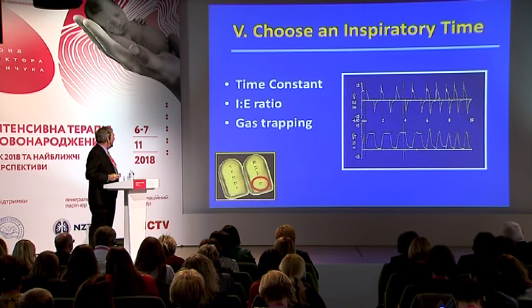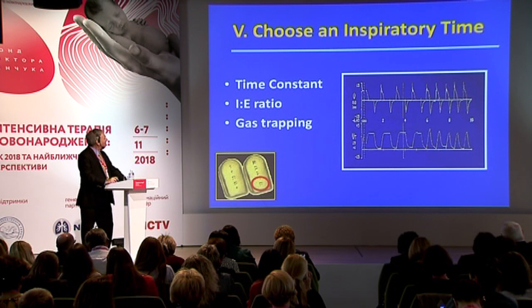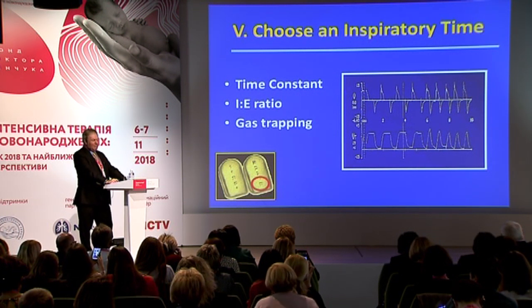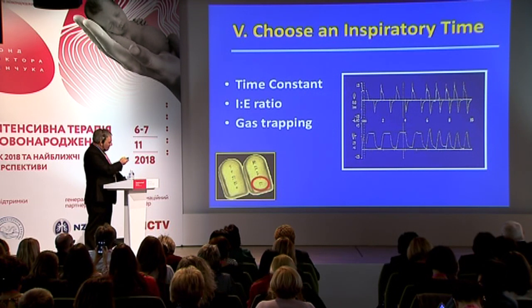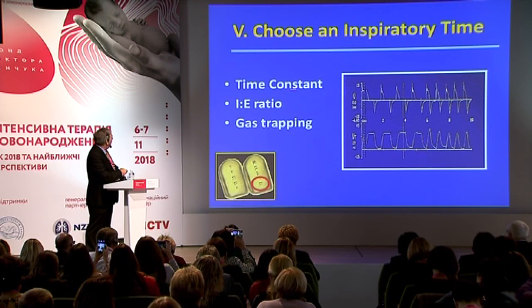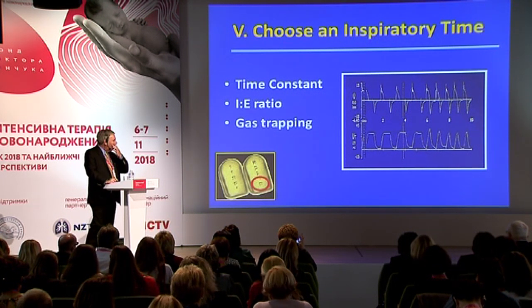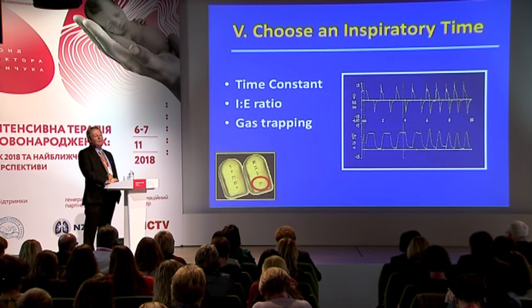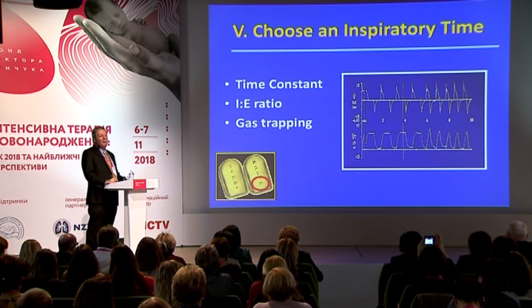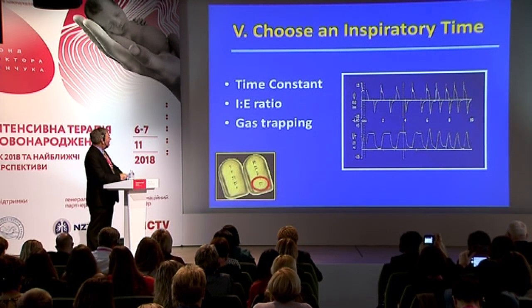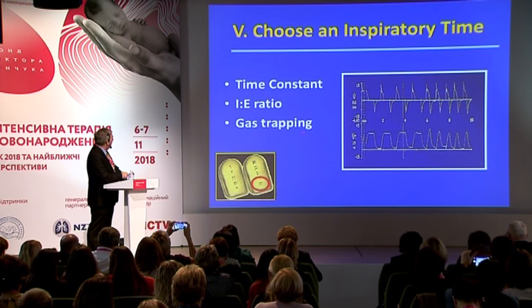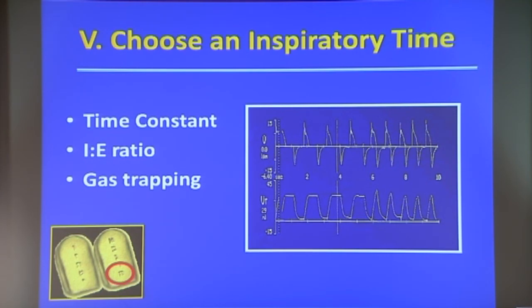Number 5, I'm coming back to this a little bit, is you still need to choose an inspiratory time or an inspiratory time limit. And again, here, your primary consideration is the respiratory time constant. So knowing what your compliance is, estimating your resistance, can tell you whether you need a short, a long, or an intermediate inspiratory time. And the key here is that you want to leave enough expiratory time so that the baby is able to empty the lung with each breath and not get into inadvertent PEEP or gas trapping.